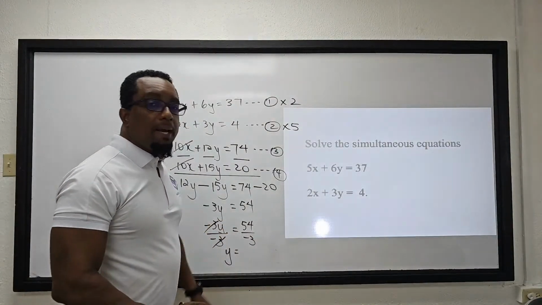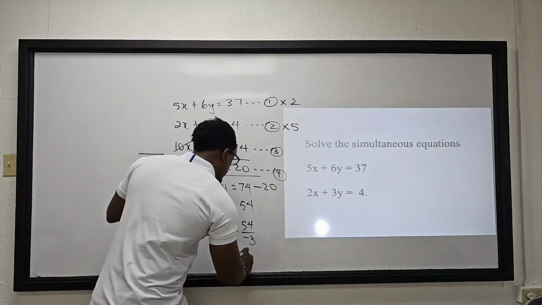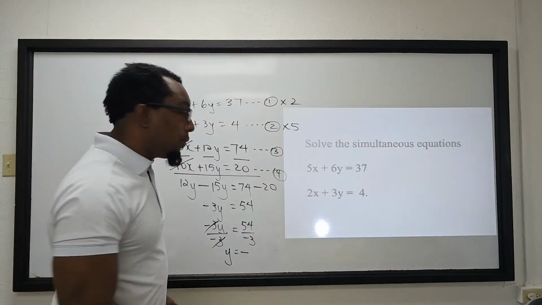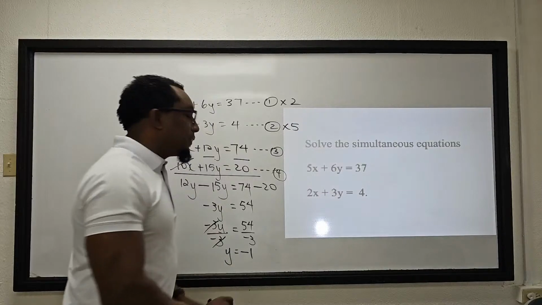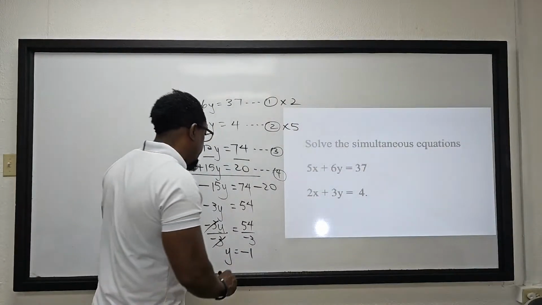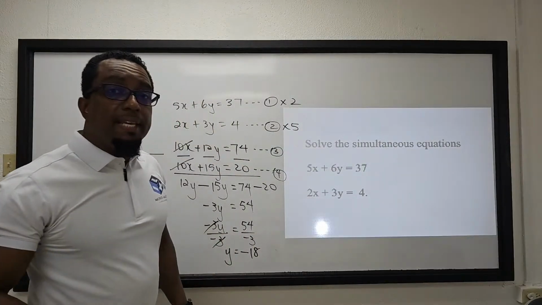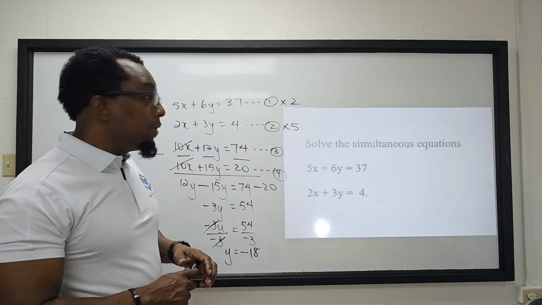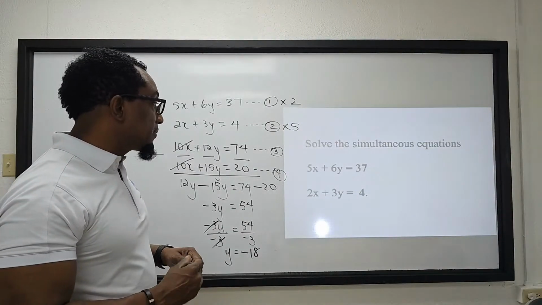A plus divided by a minus is a minus. And when I divide 3 into 54, 3 into 5 is 1 remainder 2. And 3 into 24 will give me 8. So I have negative 18 as the value of y. But remember, we also have to find x. So how are we going to find x? So to find x, this is what we do.